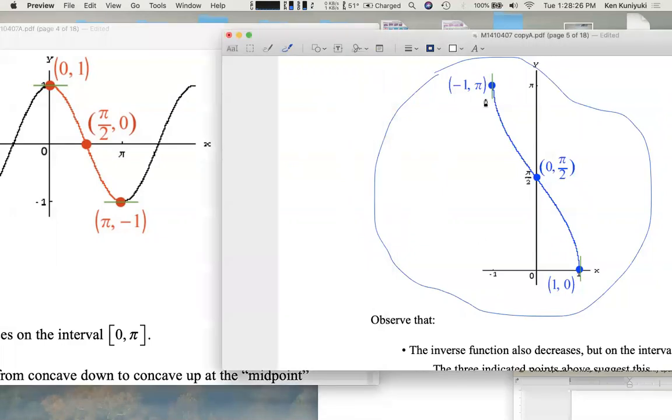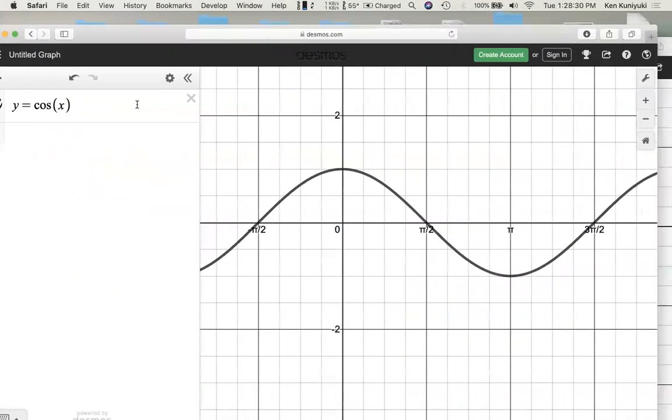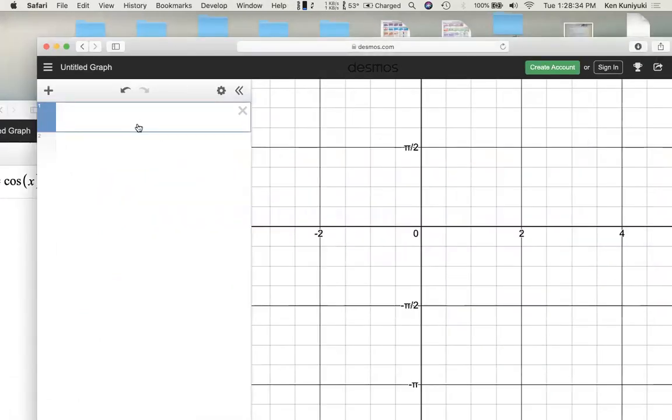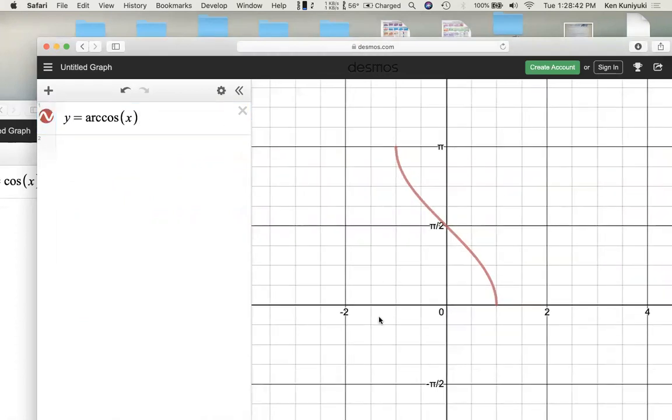So here is the graph of y equals inverse cosine of x, or arccosine of x. We can go to Desmos. Remember that the fractions of pi tend to go on the y-axis. Now, y equals arccosine of x. Finite arc length. We go from this point, -1 comma pi, to this point, 1 comma 0. And it's going down.